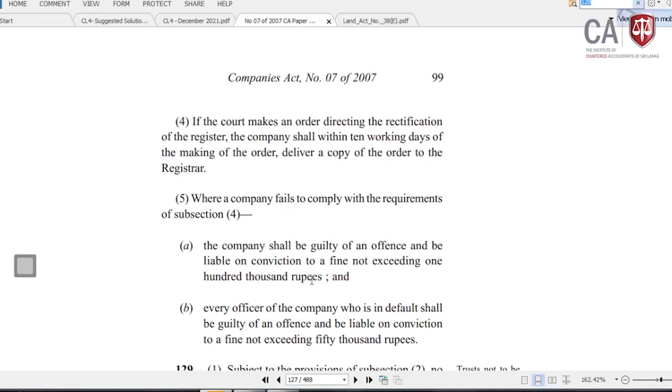Whenever I am explaining the answer, I refer to the relevant page number of the textbook. So the answers are from the textbook. Since you can't take the textbook with you for the exam, the alternative that you have is you can use the Companies Act instead. But you should be able to create a connection between the Companies Act and the textbook.